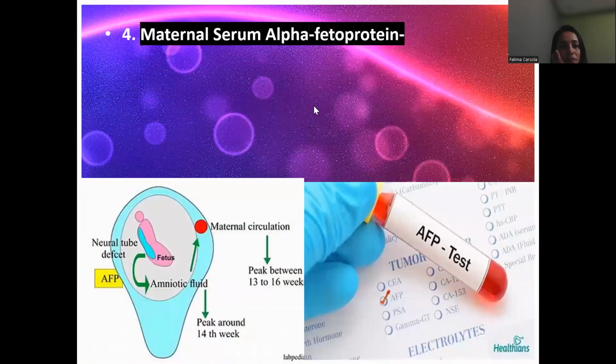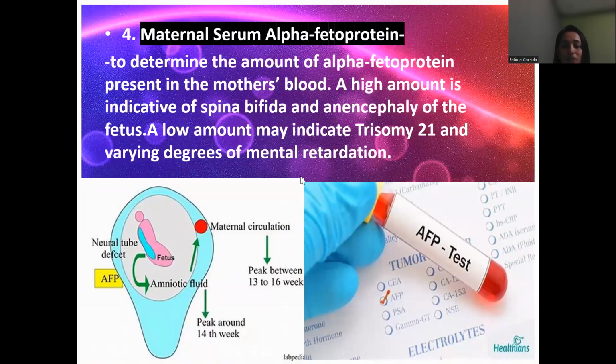Next is maternal serum alpha fetoprotein. So say maternal serum alpha fetoprotein, whether it is high or low, there is an abnormality. Because if it's high, you might want to consider that there's the possibility of a spina bifida and anencephaly, and if it's low, okay, it could mean the presence of trisomy 21 or mental retardation. If it's high, it could be spina bifida and anencephaly. If it's low, it could be the presence of trisomy 21 and varying degrees of mental retardation. Again, in other countries, they might decide not to continue pregnancy.